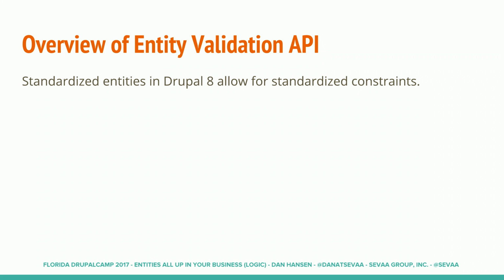Overview of the Entity Validation API. Standardized entities in Drupal 8 means that we get standardized constraints, and we have reusable constraints that we can use for different kinds of entities. These constraints are implemented as plugins, which means you can add them in through modules. The plugin system in Drupal 8 is very powerful, very useful.